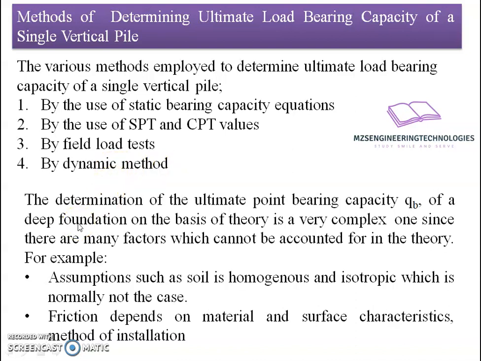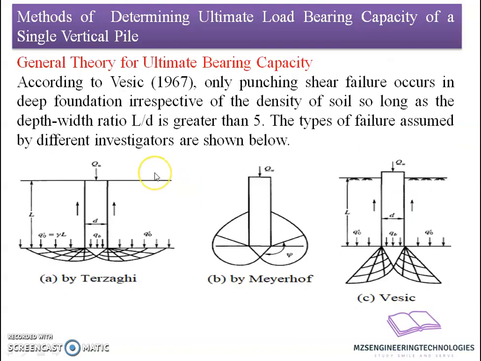The determination of ultimate point bearing capacity QB of a deep foundation on the basis of theory is very complex, since there are many factors which cannot be accounted for in this theory. For example, the assumption such as soil is homogeneous and isotropic, which is normally not the case in deep foundation. The second parameter involved is the friction, which depends upon the material, the surface characteristic and the method of installation. That's why estimating the value of QB becomes a complex problem. For this, there are a number of theories suggested by the scientists.